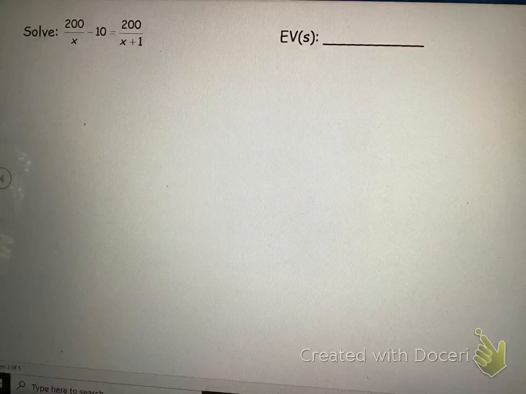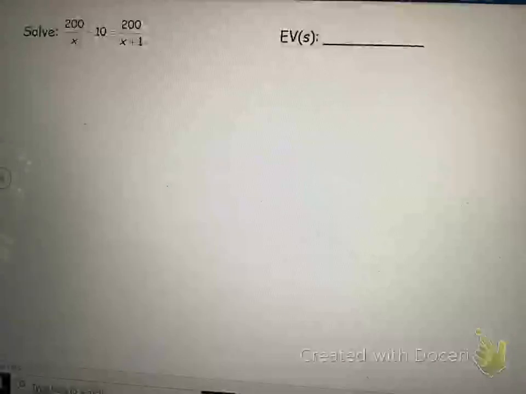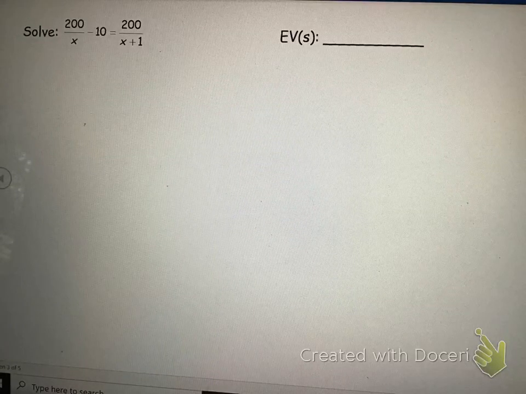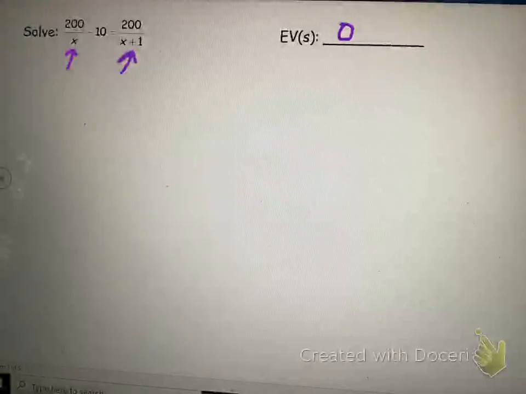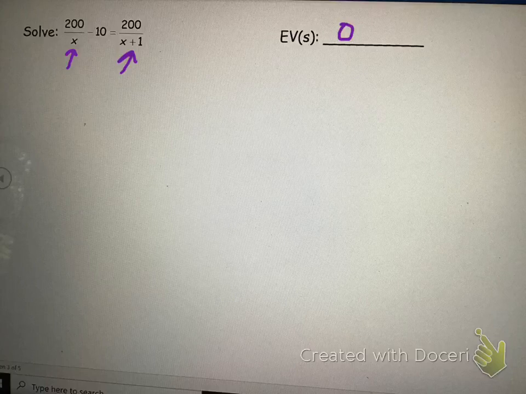So of course the first thing that we look at is our excluded values. The first fraction in the equation would generate an excluded value of 0, because when x is 0, that denominator would be 0, and the second fraction in the equation generates an excluded value of -1. So we keep that in mind as we are solving.